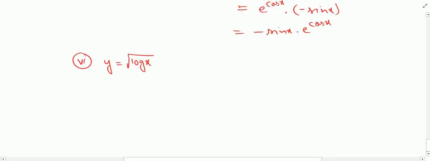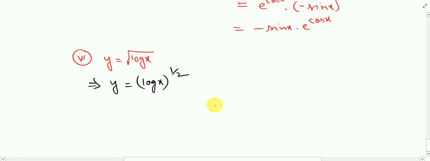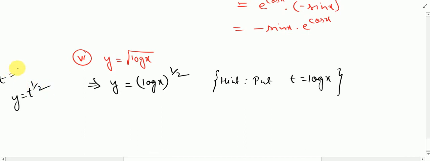Now see question number 6. Here y is given as under root log x. Can I write it like this, y equal to log x to the whole power half? Yes. Now things will be easy for us. I will leave a hint for chain rule. If you want to use chain rule, put t equal to log x. In that case your y will become t to the power half and t will be log x. So you have to differentiate y with respect to t and t with respect to x, and then you can use chain rule.